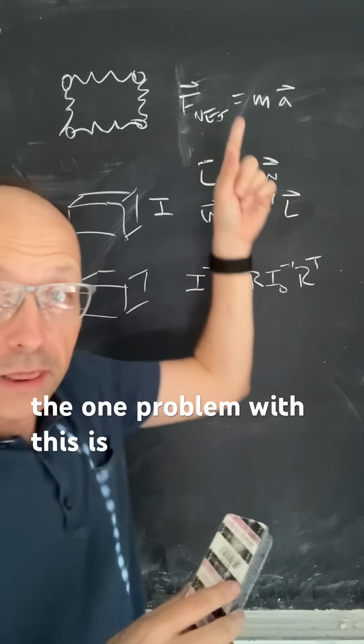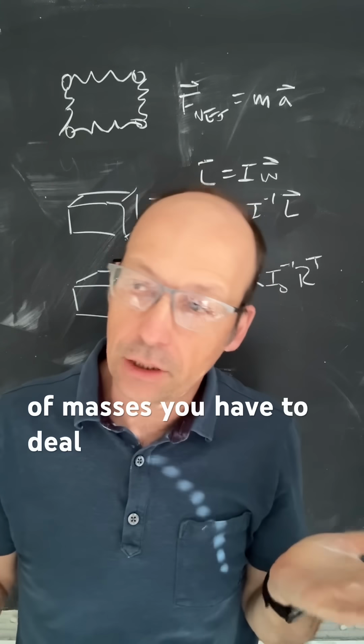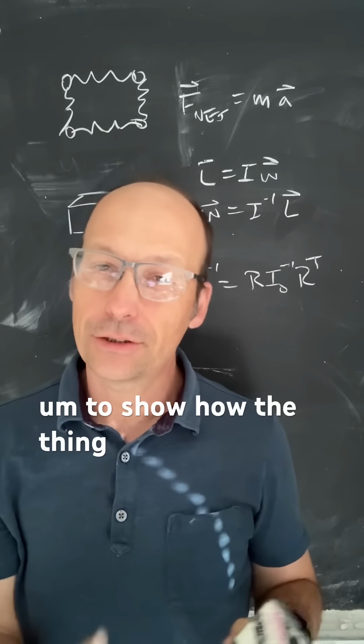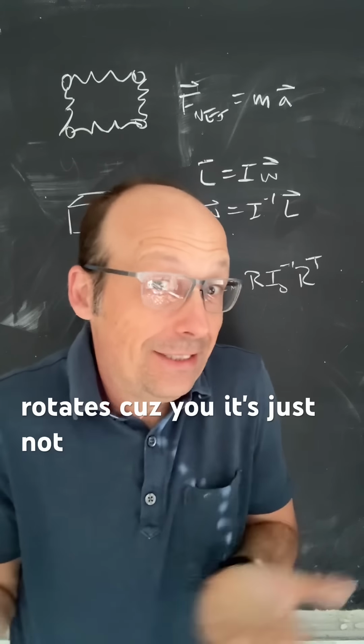The one problem with this is that, 1, you have a lot of masses you have to deal with, and 2, you actually can't get the angular velocity vector to show how the thing rotates because it's just not possible.